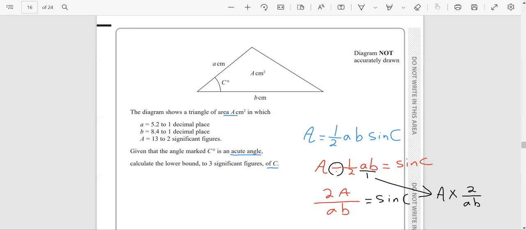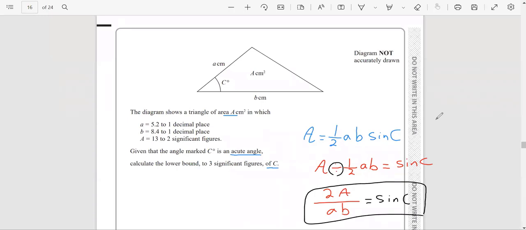So now sine C is equal to 2A over AB. So this is the main formula we'll work on now. We'll try to get the value for sine C, and then we do sine inverse, shift sine, to get the final answer for the angle C. So let's try our best to get the answer here. The first thing is, let's get the limits or the bounds, upper bound and lower bound, for each of the side lengths and for the area.